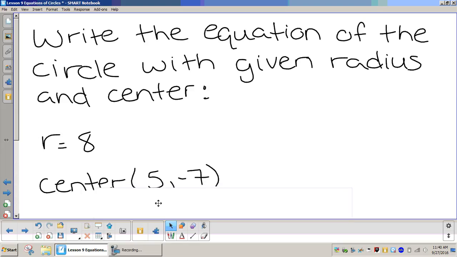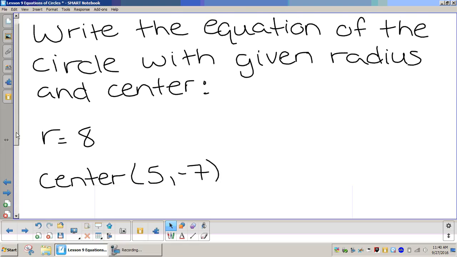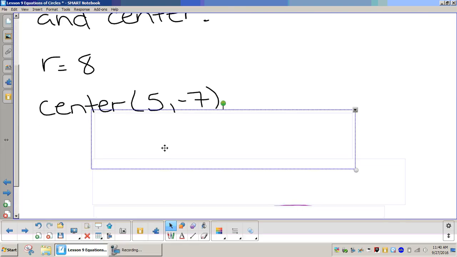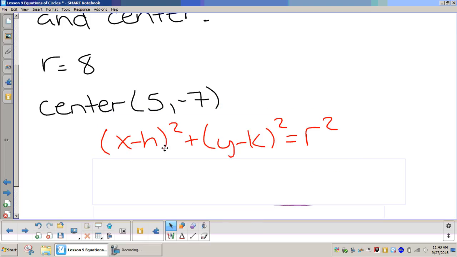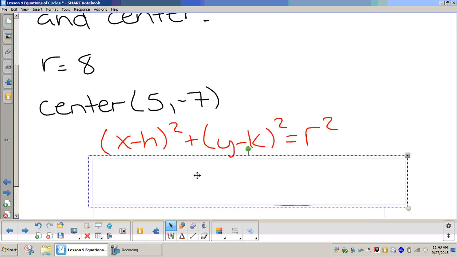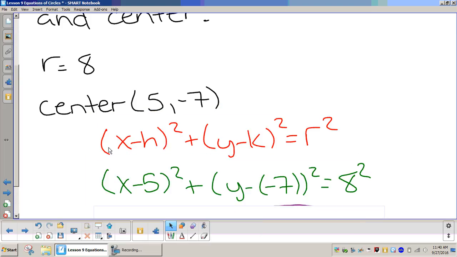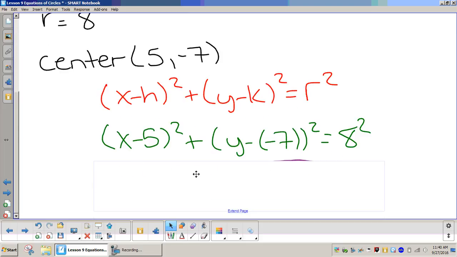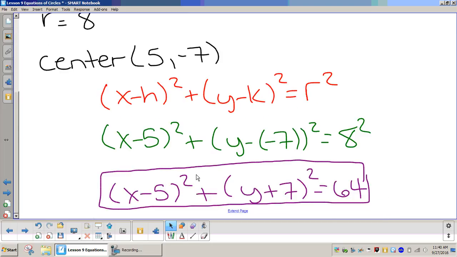So go ahead and pause here, and I want you to write the equation of the circle with radius 8 and center 5, -7. So you should start with the equation, and then we're just plugging in 5 for h, -7 for k, and 8 for r, and we'll simplify to get that.